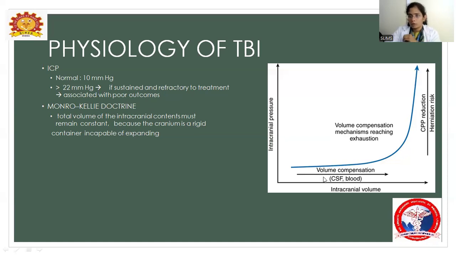So I'm again summarizing. Whenever there is an increase in volume, it will be compensated, which will result in a constant intracranial pressure. After a particular point, this will undergo decompensation and it will lead to increase in intracranial pressure, which may lead to herniation.